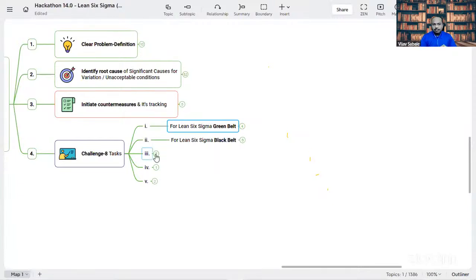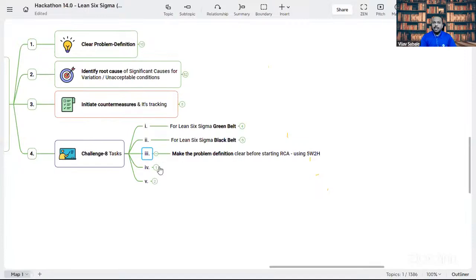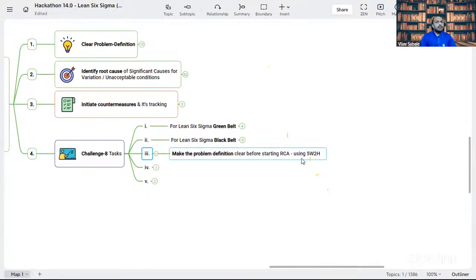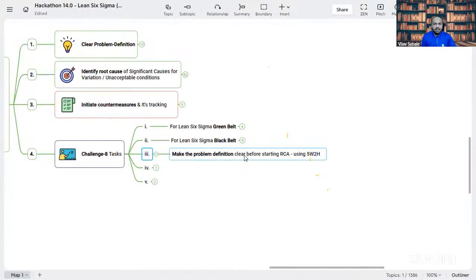Third, this is regarding the application, right? Make the problem definition clear before starting RCA using 5W2H or 5W1H, right? Now, this is the thing that you need to use for your project, right? So please go to your project, right? Till the time, whatever the steps that we have completed, we have identified what are the significant factors, right? So in our model project that I'm going to take, we identified there are three significant factors, three significant causes. Now we are going to take it to the next level by using root cause analysis. I will explain that in detail.